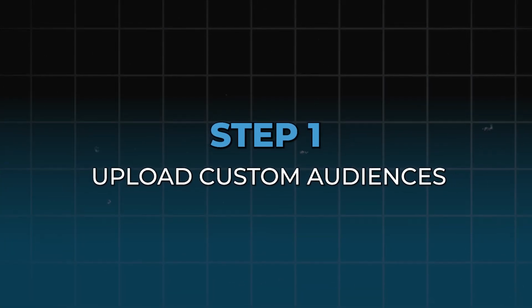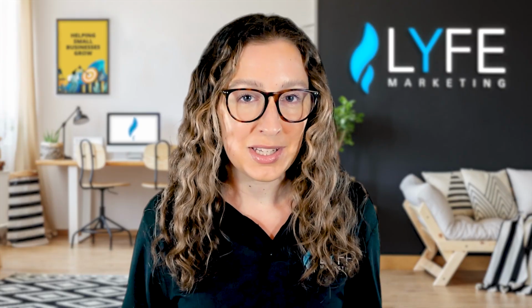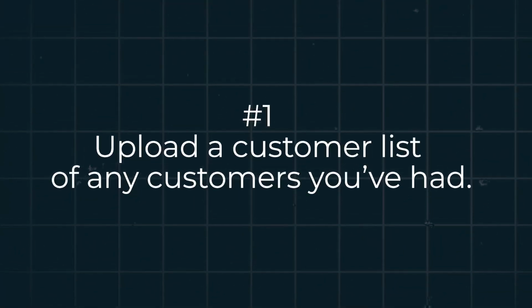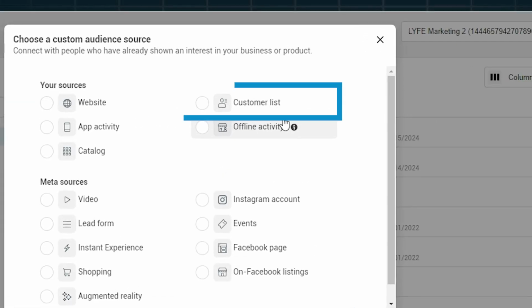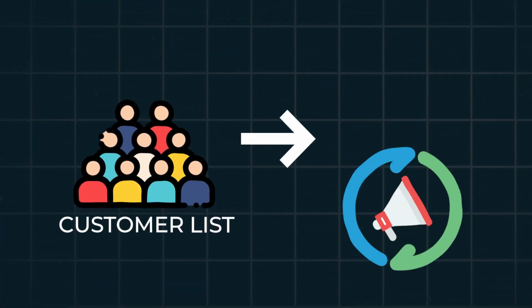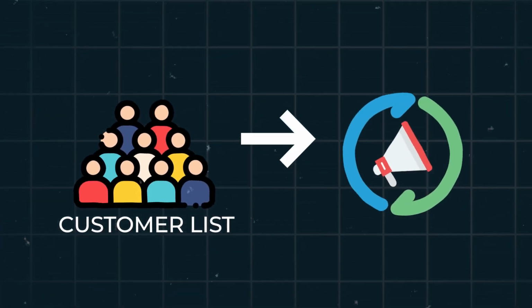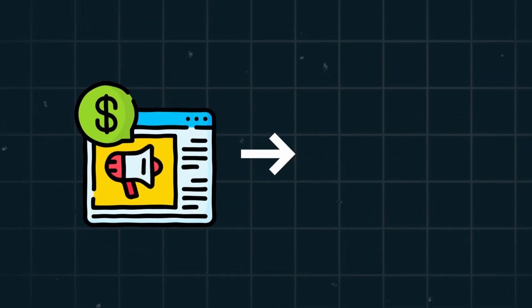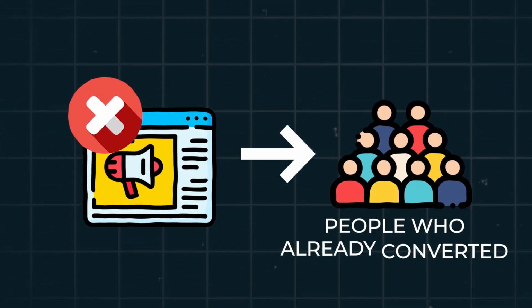All right, so the first step you want to take before you start running your ads is to upload custom audiences. These are the 5 main custom audiences you want to create in your ad account and why. Number 1, upload a customer list, name, email, and phone number of any customers you've had. You'll use this to either retarget them if your business is one that generates repeat purchases, or you'll use this to exclude them from your ad audience if you don't want to waste ad dollars advertising to people who already converted.